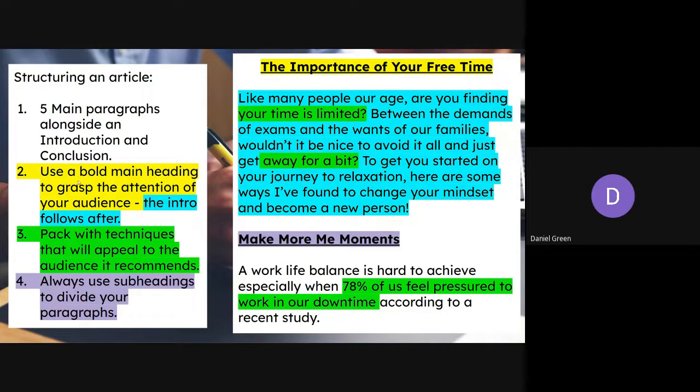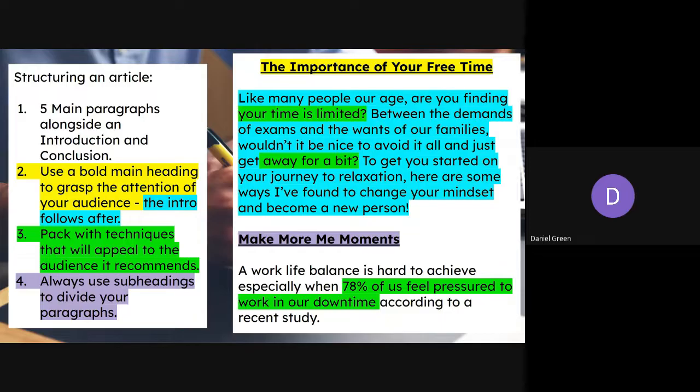So these are my 4 tips to structuring an article, aside from what I already put in my original video. First, have 5 main paragraphs alongside an introduction and a conclusion. So in total, technically, you'll have about 7 paragraphs, but the intro and the conclusion are usually much smaller.